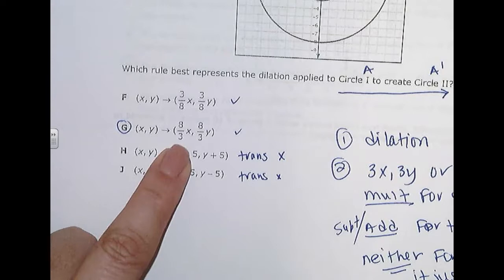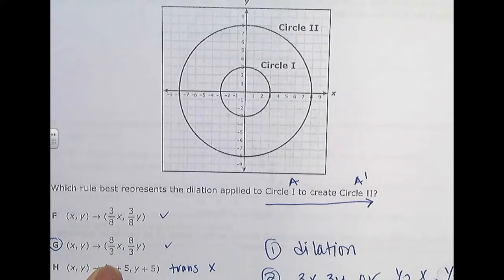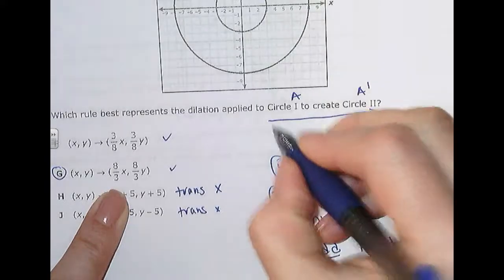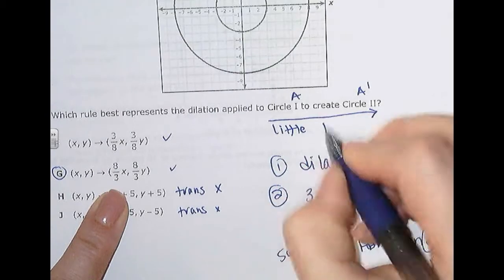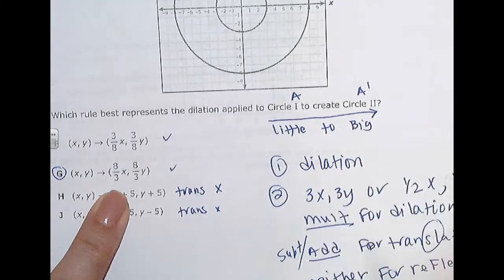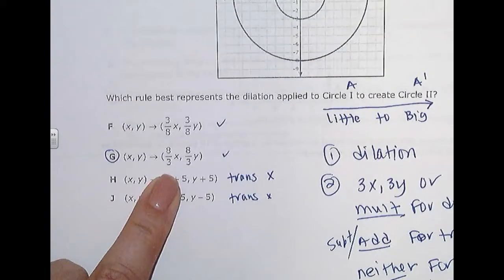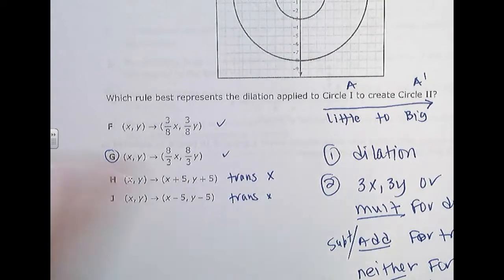Now let's look at these two. Didn't you start with circle one? That's the little one. And then you go to circle two, the big one. So you went from little to big. Which fraction is going to make something bigger? Pick a number. I don't know. Four. Excellent.